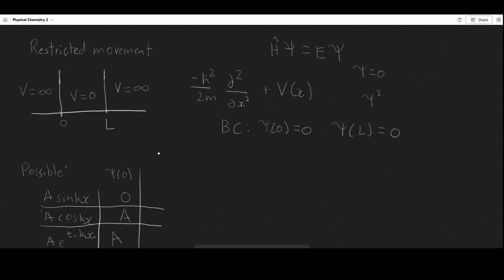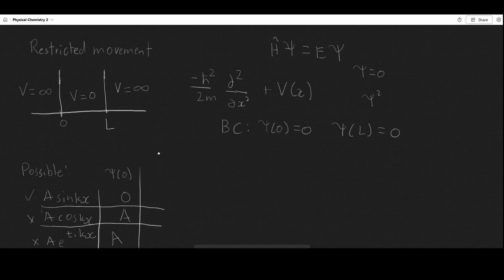And so you can already see that we have a winner, because a sine kx is the only one that actually satisfies one of our boundary conditions. It's the only one that satisfies the fact that psi of 0 has to be 0. And so we already have a winner here. So I can take a check mark here. And these ones are not valid.